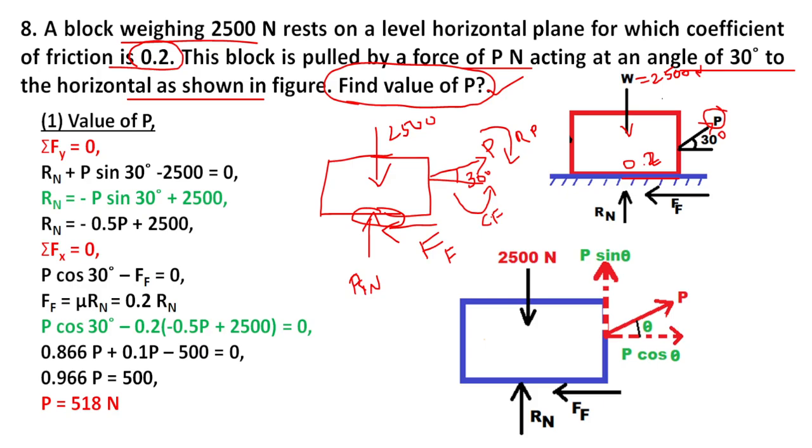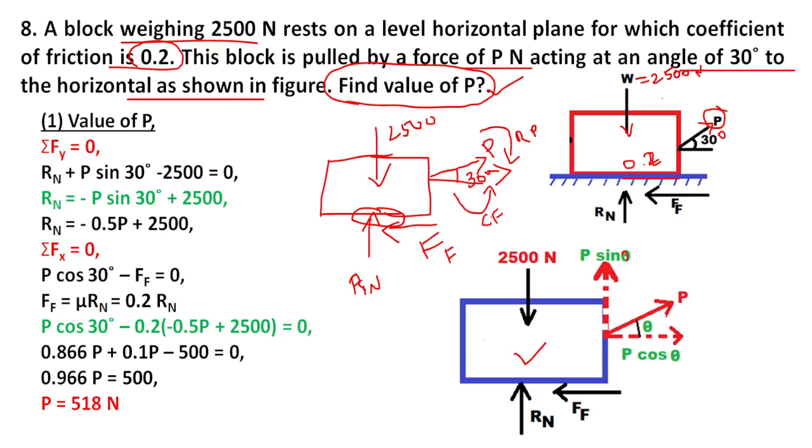The forces are horizontal and vertical, but this force is inclined, so we want to convert it into vertical and horizontal components. The two component forces are one vertical and another horizontal. The opposite side is P sin 30 degrees, and the adjacent side is P cos 30 degrees. This is the free body diagram of the block.